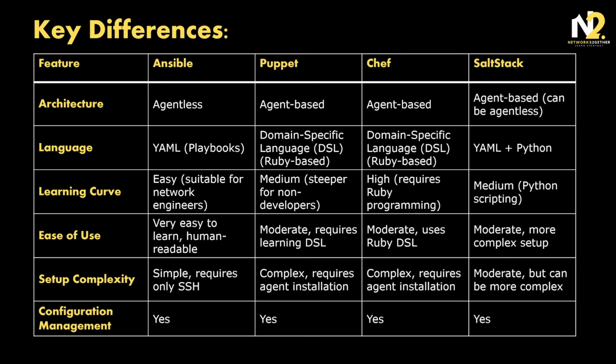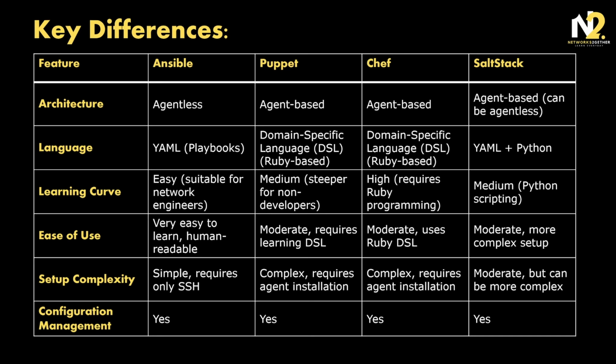over their automation. Now, speaking of learning curves, Ansible is considered to be one of the easiest tools to pick up, particularly for network engineers. If you are not a developer, you will find Puppet and Ceph more complex to learn. Ceph's Ruby-based recipes can feel code heavy, while Puppet's declarative style requires some getting used to. SaltStack is a bit more forgiving if you are comfortable with Python scripting, but still presents more complexity than Ansible.